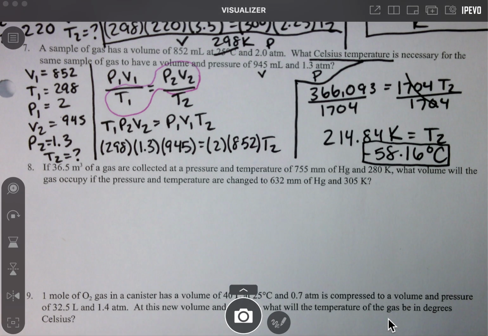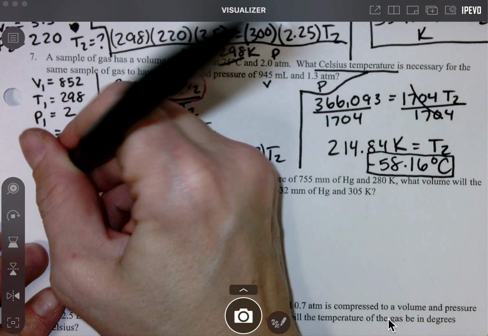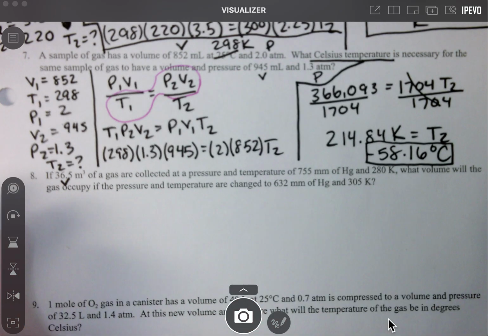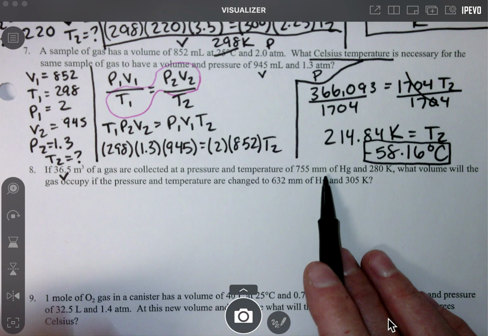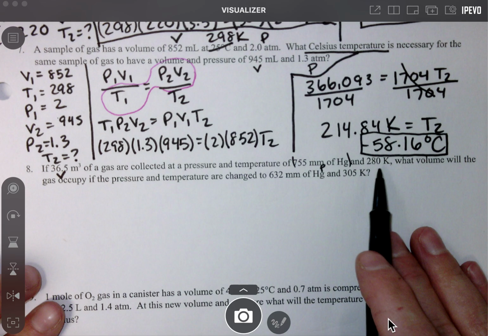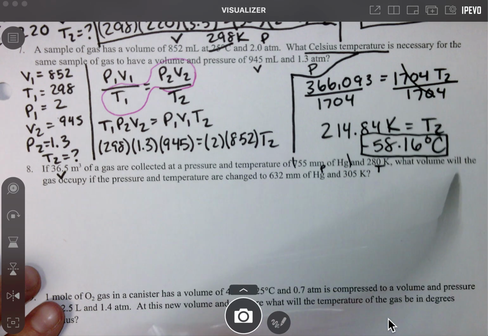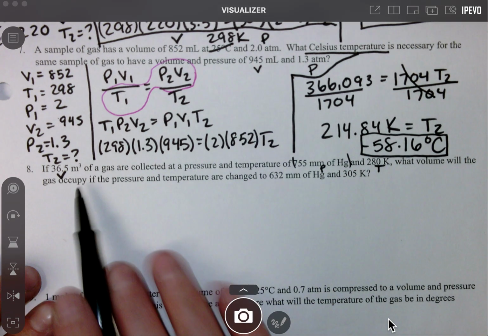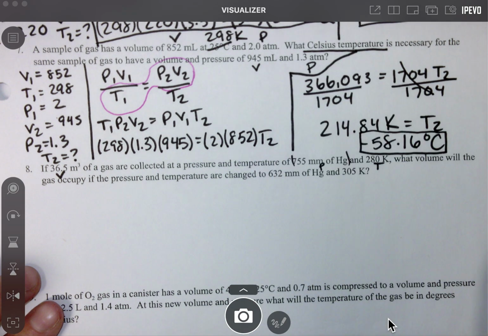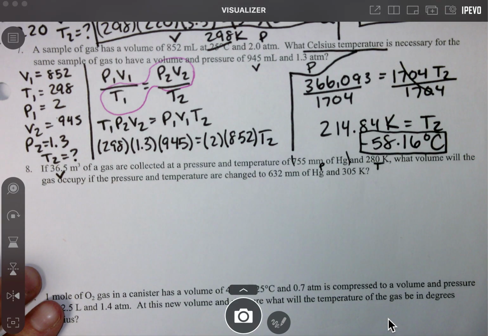For number 8, if 36.5 meters cubed, so that's a volume, of a gas collected at a pressure and temperature of 755 millimeters of mercury, so that is a pressure, and 280 kelvins, that's a temperature, what volume will the gas occupy if the pressure and temperature change to 632 millimeters mercury, so that's also a pressure, and 305 kelvins, it's also a temperature.